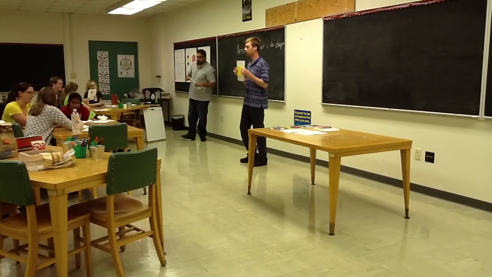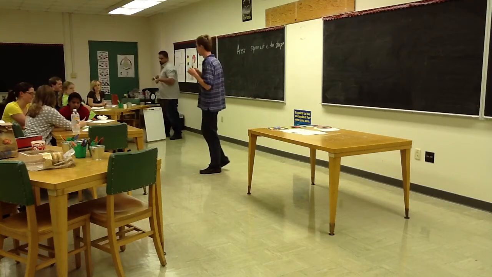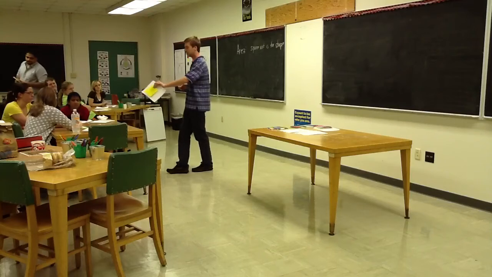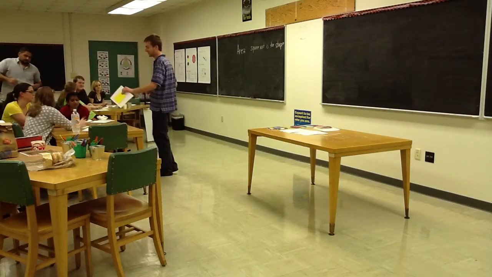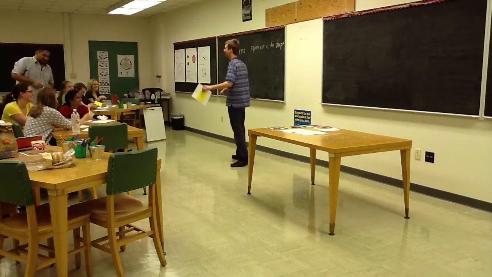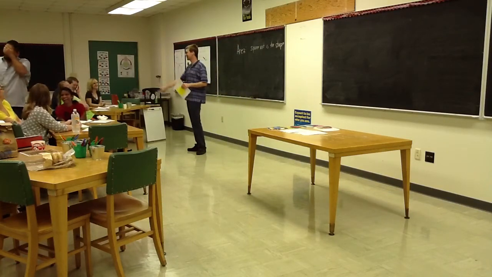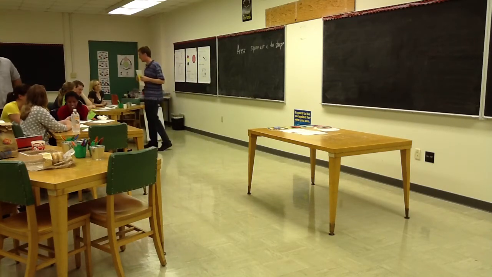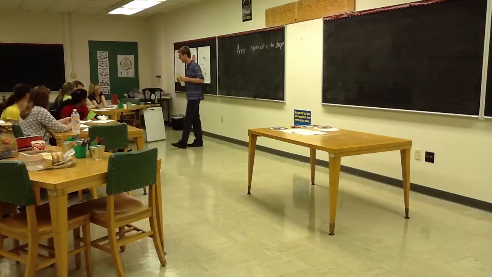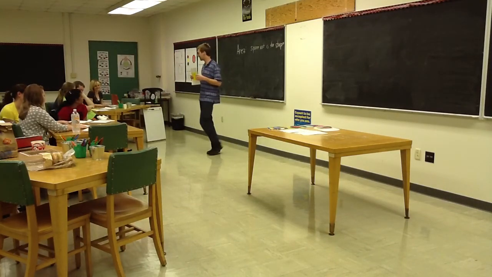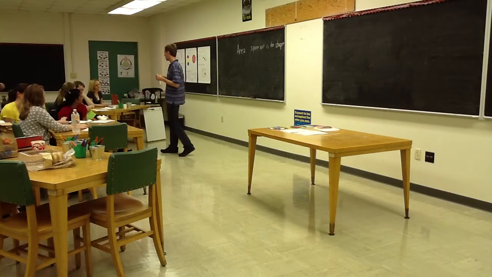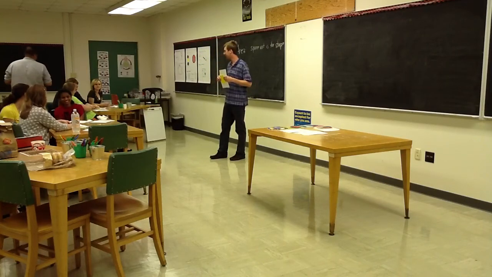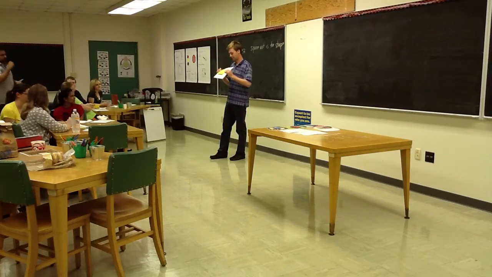How many are inside of this yellow rectangle? 29. This group, how many? 26. Okay, how did you get 26? Well, that's 25, and you have to add all those extra. Do you know that's exactly one square unit more? Mr. Harsh said to estimate, so we estimated.